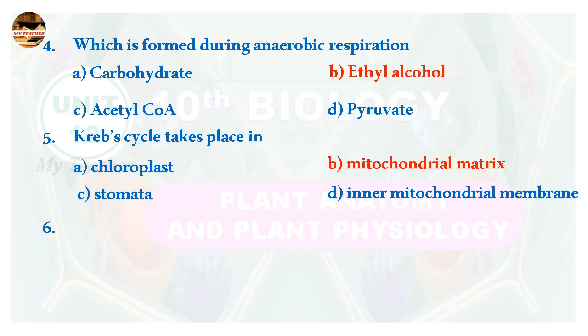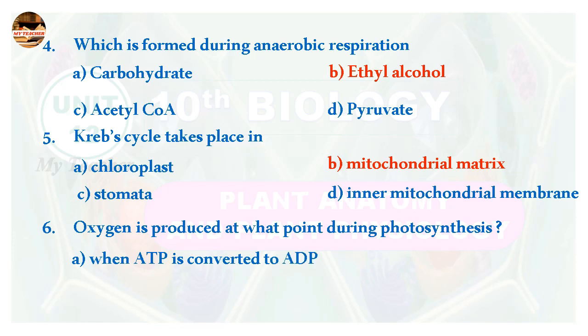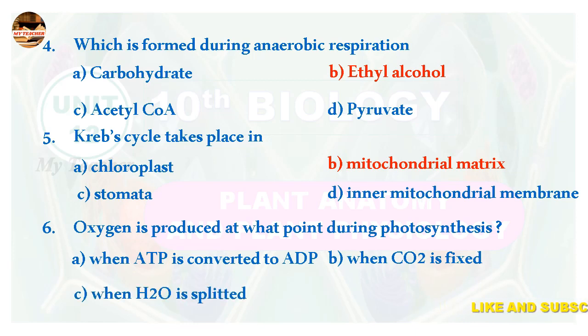Sixth question, oxygen is produced at what point during photosynthesis? Options A. When ATP is converted to ADP, B. When CO2 is fixed, C. When H2O is splitted, D. All of this. Answer is option C. When H2O is splitted, that is water splitting.